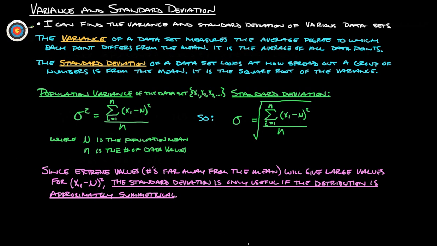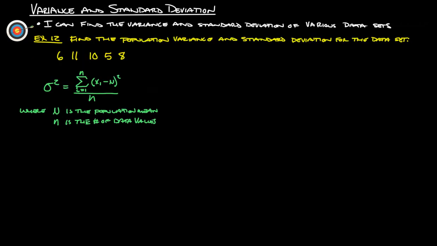Okay, let's take a look at an example here to help us try to better understand what's going on. So find the population variance and standard deviation for this data set right here. Okay, so if you'll remember, we have to find the mean. So let's just simply add those all up and then find the average of that.